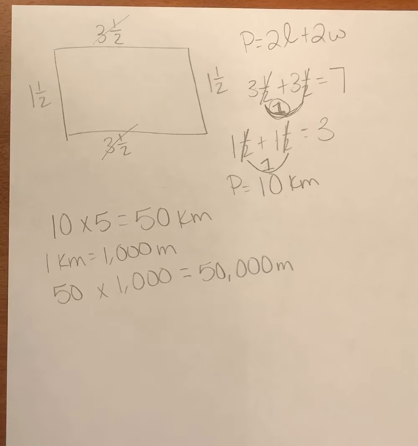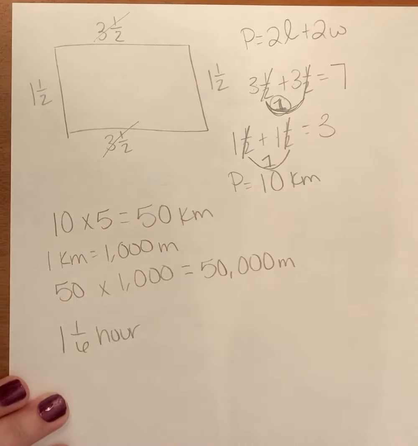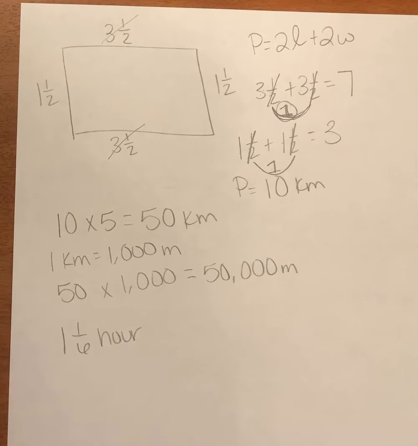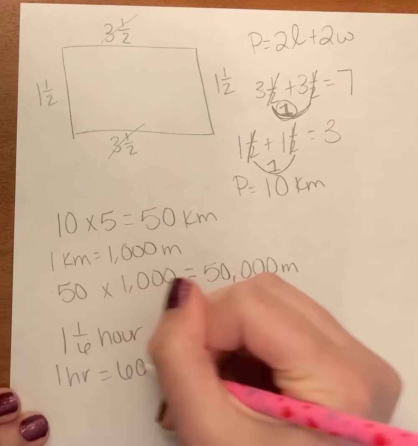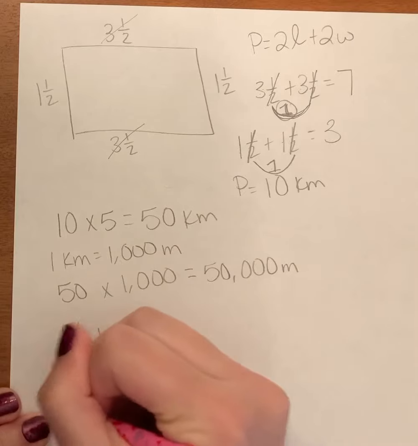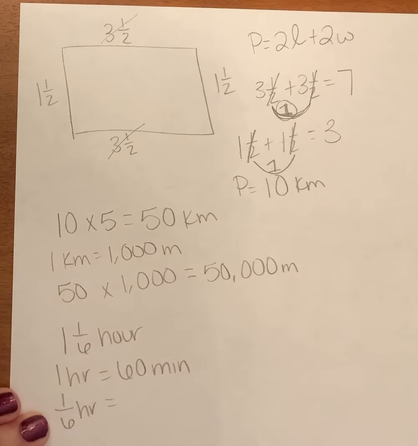All right. Now we're going to think about how long it takes me to walk around. So it takes me 1 1/6 hour to walk around it once. But I want to know how many minutes that is. Okay, so I know 1 hour is equal to 60 minutes. But I don't know how much 1/6 of an hour is. What is 1/6 of an hour?